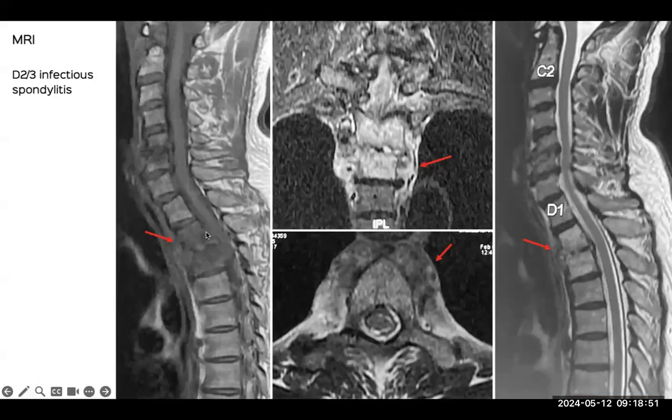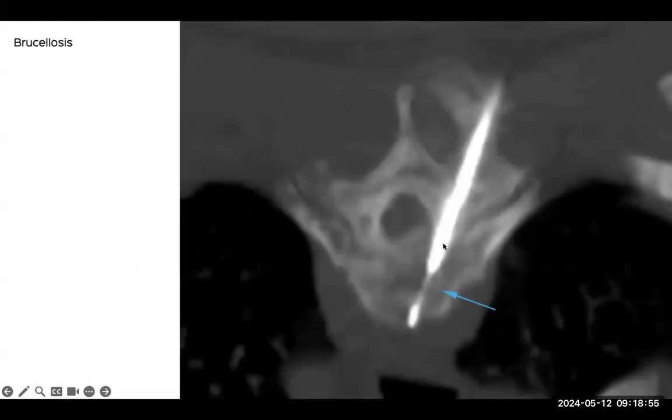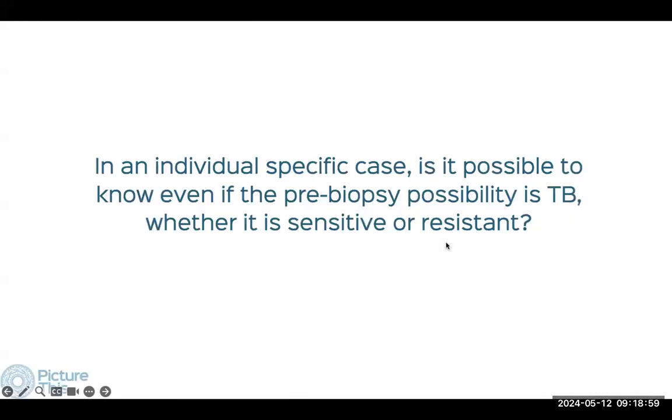D2-3 infectious spondylitis, TB unless proven otherwise in India. Biopsied this again with a transpedicular approach, and this was brucellosis.